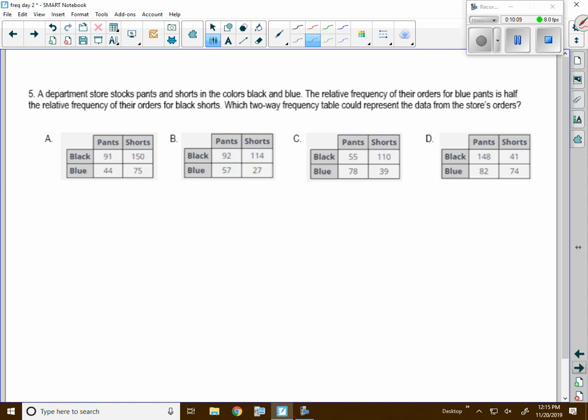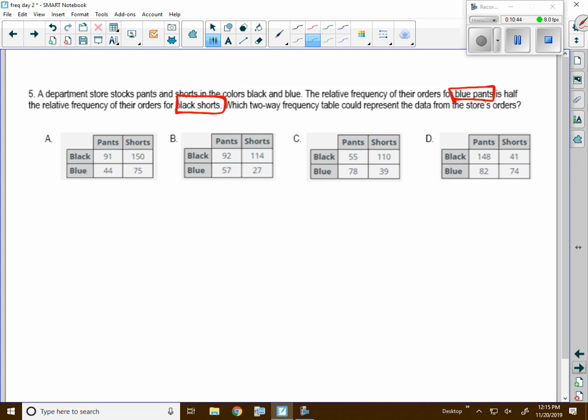Number 5. Okay, this one is definitely like an OST question. You have to read very carefully. It's very easy if you just read very carefully here. Okay, so department store stocks pants and shorts in black and blue. The relative frequency of their orders for blue pants. Okay, key word, blue, key phrase, blue pants. Be very careful on that. Is half the frequency of black shorts. Okay, so blue pants is half black shorts.